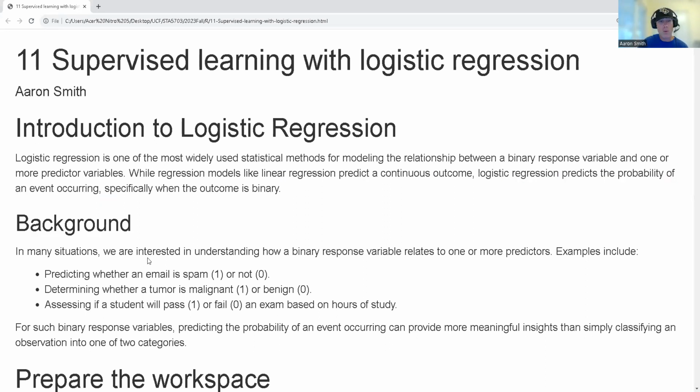All right, so here are some examples that we could have. Maybe we work for IT and we have email coming in and we want to mark it as spam or not spam using logistic regression. Maybe in a medical setting, we want to create a model that predicts the likelihood that a tumor is malignant or benign. And maybe in an academic setting, we want to predict the likelihood that a student will fail or pass a class or a test.